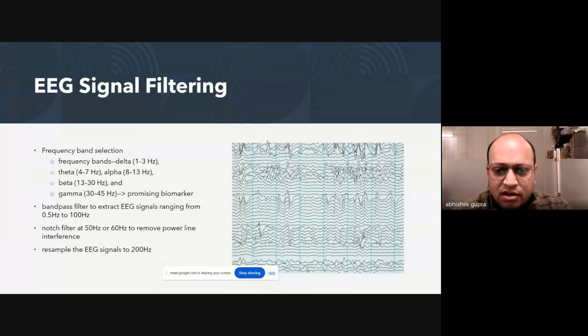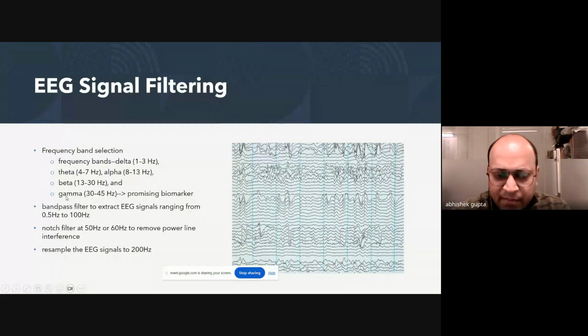Whenever we are using the EEG signal, we extract biomarkers at different frequency bands. We need to find out which frequency band is robust and less susceptible to the noise effect. As we can see on the screen, there are several frequency bands, basically biomarkers: delta, theta, alpha, beta, and gamma. Out of those, gamma is the promising biomarker and is less affected by the surrounding noise.